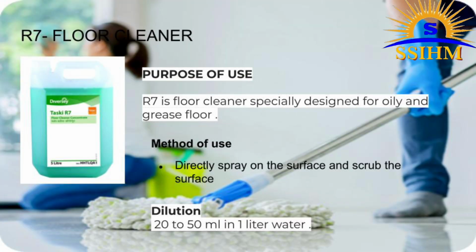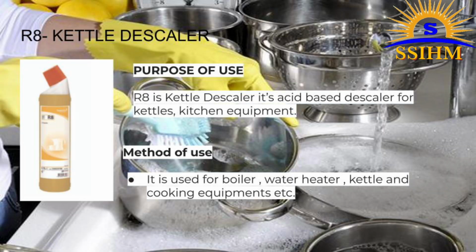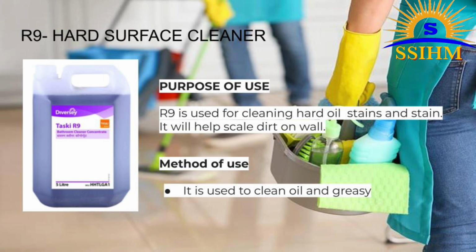R7 is a floor cleaner specially designed for oily and greasy floors. R8 is a kettle descaler. It's an acid-base descaler used for kettles and kitchen equipment. R9 is hard surface cleaner. It is used for cleaning hard oil stains and stains.